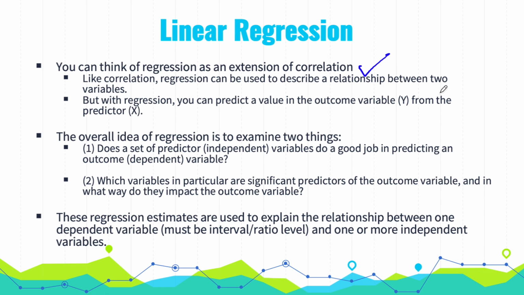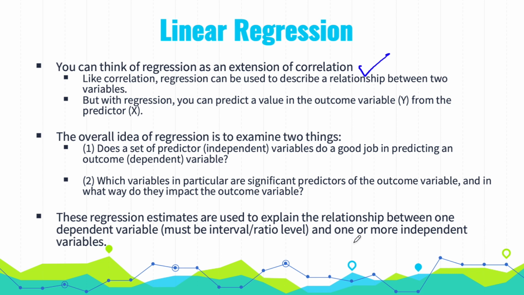Like correlation, regression can be used to describe a relationship between 2 or more variables. But let's focus on 2. With regression, you can predict a value in the outcome variable from the predictor. The overall idea of regression is to examine 2 things. 1, does a set of predictor or independent variables do a good job in predicting an outcome or dependent variable? And then 2, which variables in particular are significant predictors of the outcome variable? In what way do they impact the outcome variable?